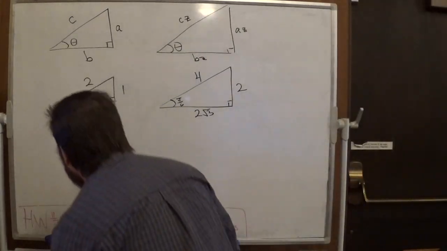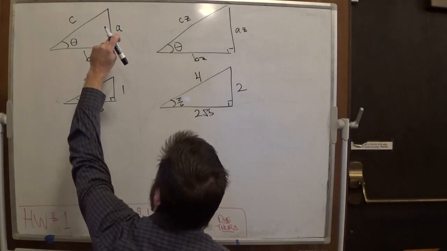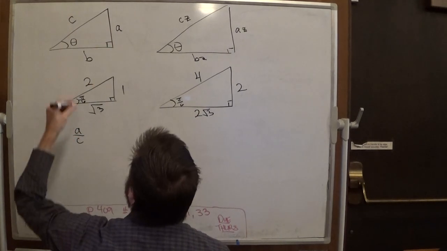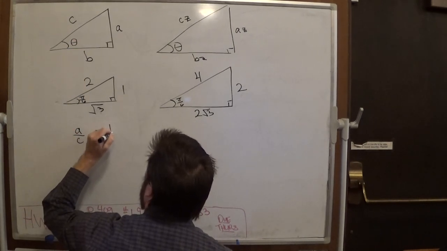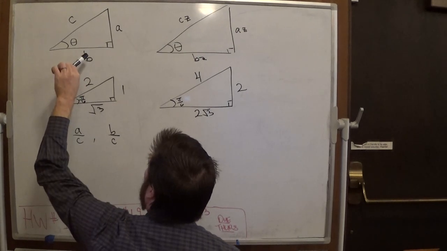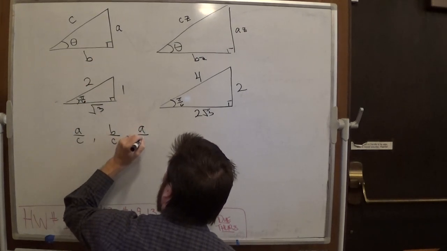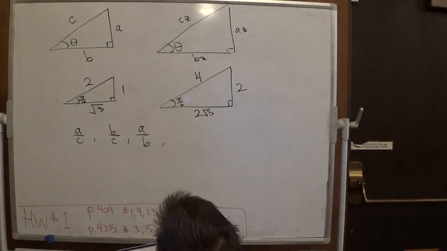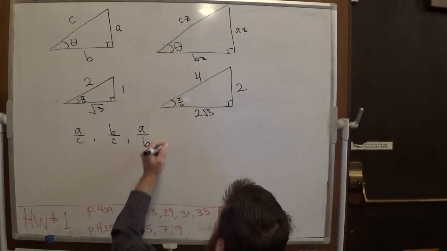ratios. In fact, I want to do this in a certain way, so I'm going to name them off. Let's start with A over C first. Then I'm going to go B over C. Now, how about A over B? And now, you'll notice, the only other possibility is really to just flip each one of these. And that should account for everything.